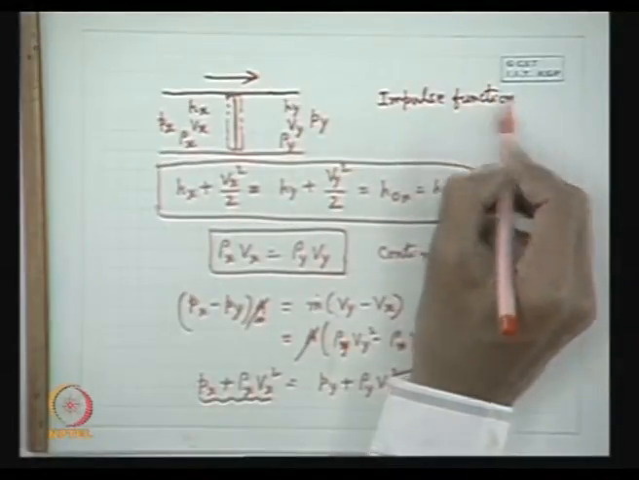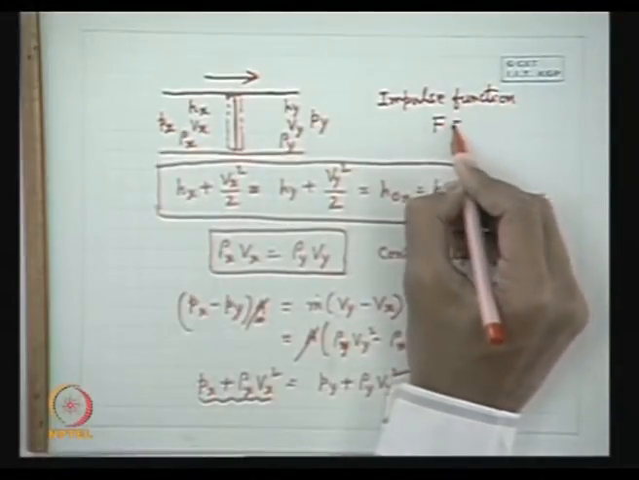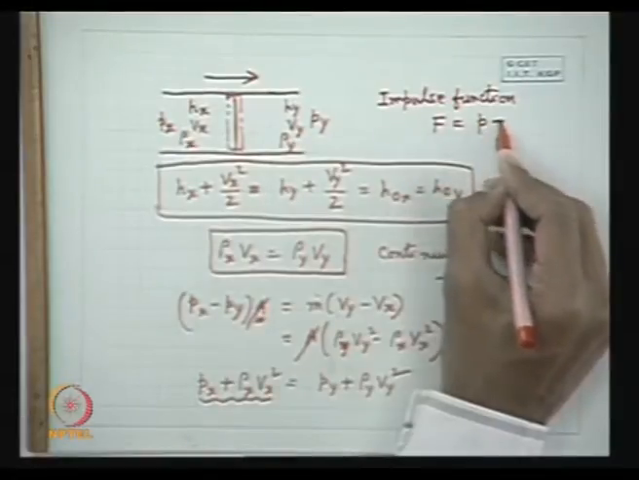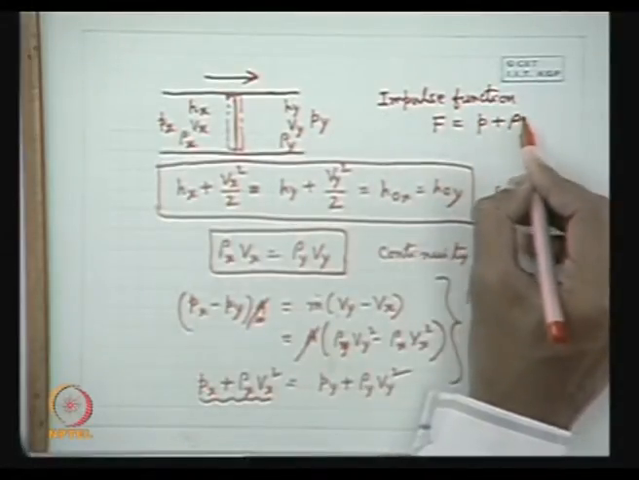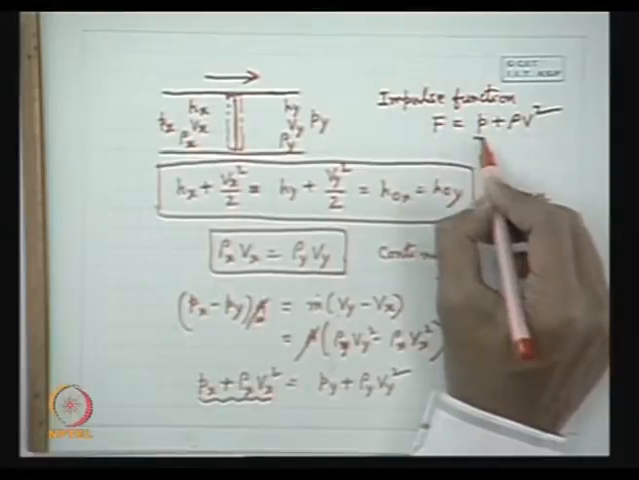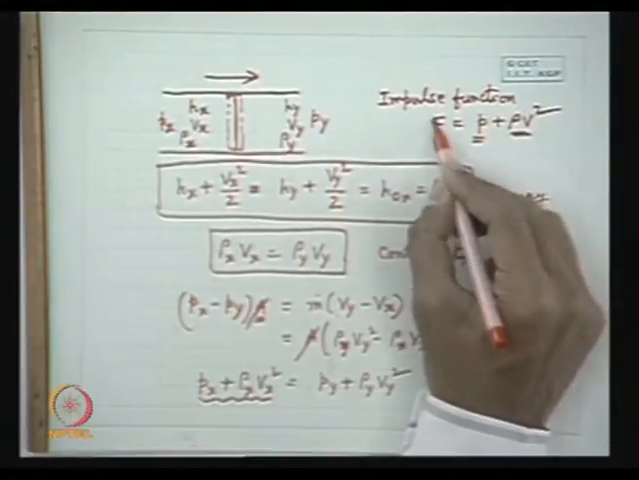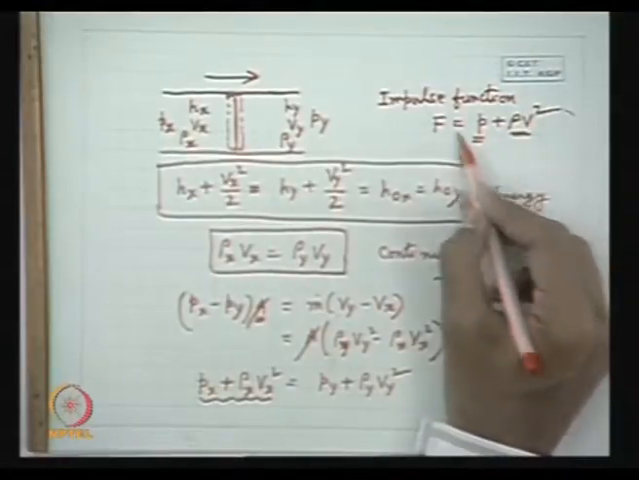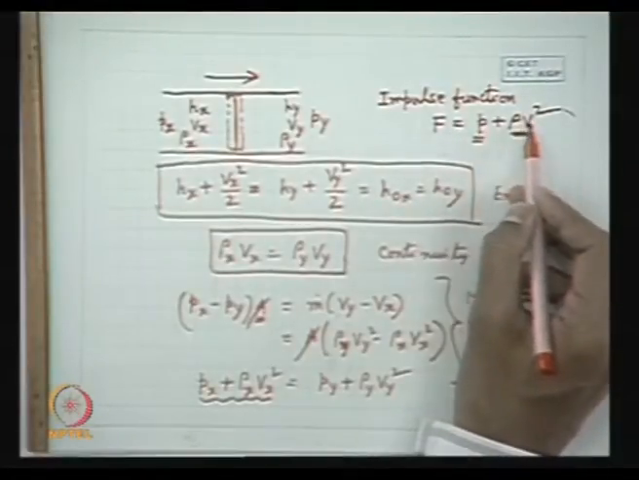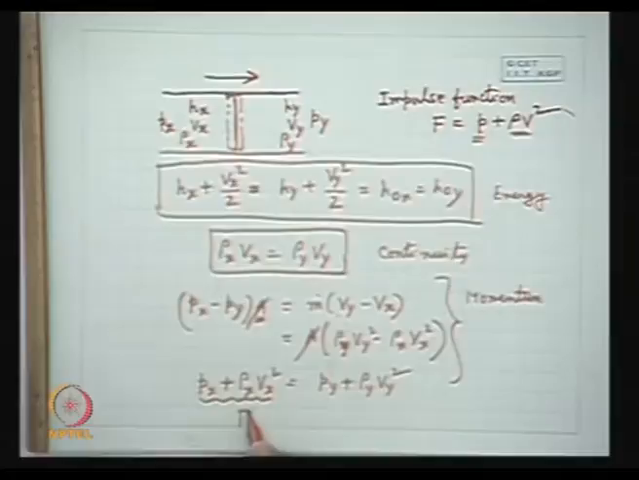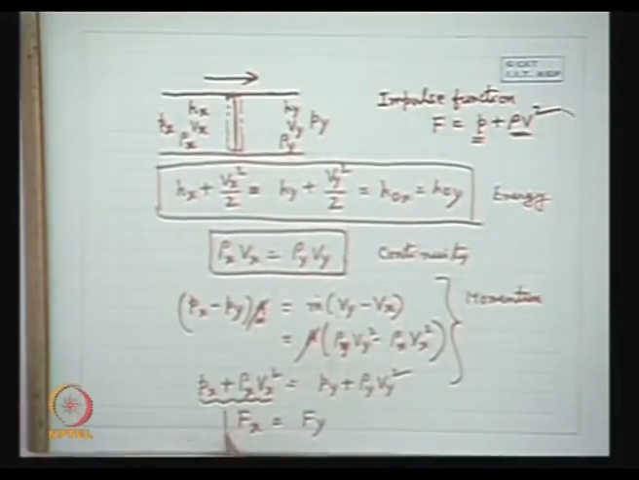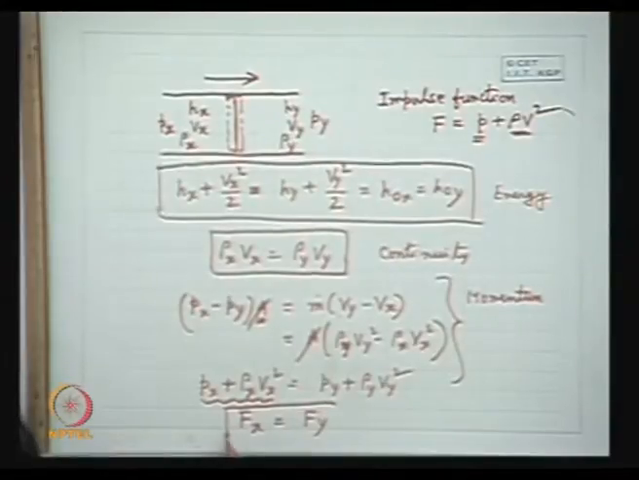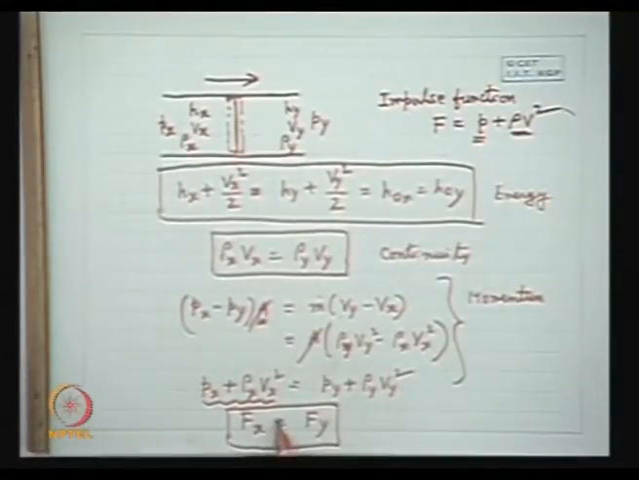In case of compressible flow, we define the impulse function F as the sum of pressure plus the product of density and square of velocity. That means P plus rho v square. This is defined as an impulse function, which is also a flow property. It is a combination of flow properties like this, pressure plus rho v square. So with this definition, we can write the outcome of the momentum equation is that the impulse function at the upstream is equal to the impulse function at the downstream.